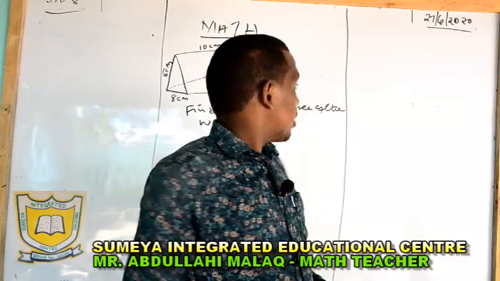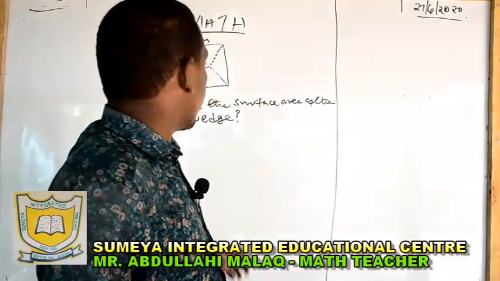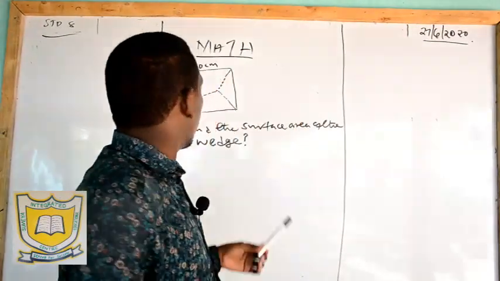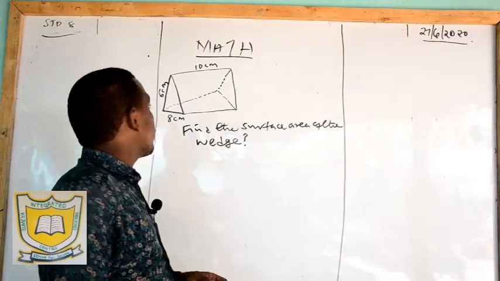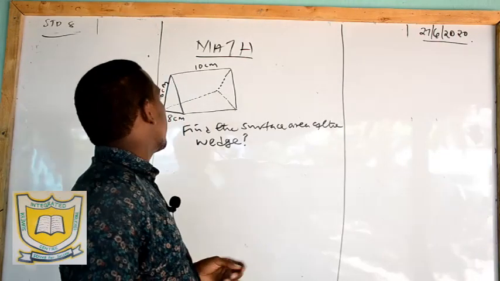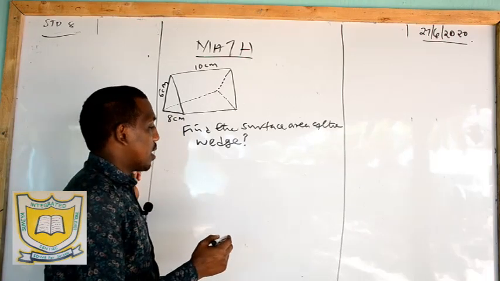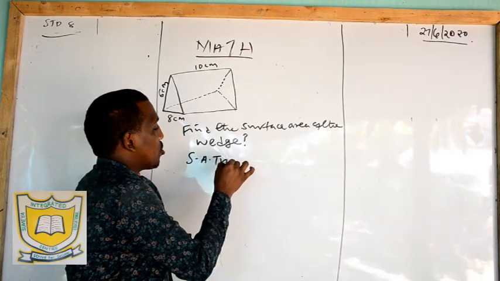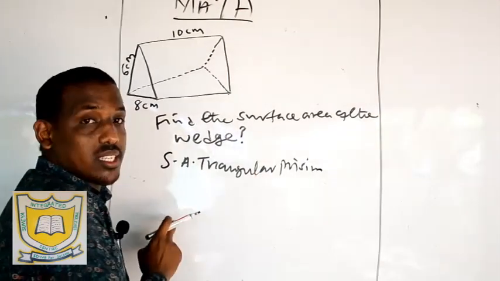Remember yesterday we have been dealing with surface areas, and we did the surface area of an open box and closed box. There's also another question here before we move to cylinders I would like to do. You are told to find the surface area of the wedge above. So yesterday we said this figure is called a triangular prism. Getting the surface area of a triangular prism is very common in examination.